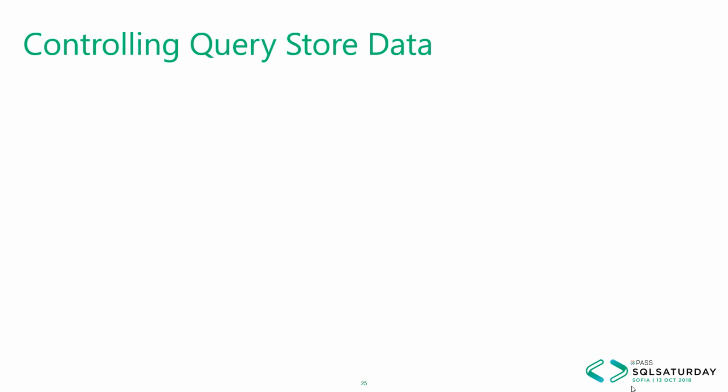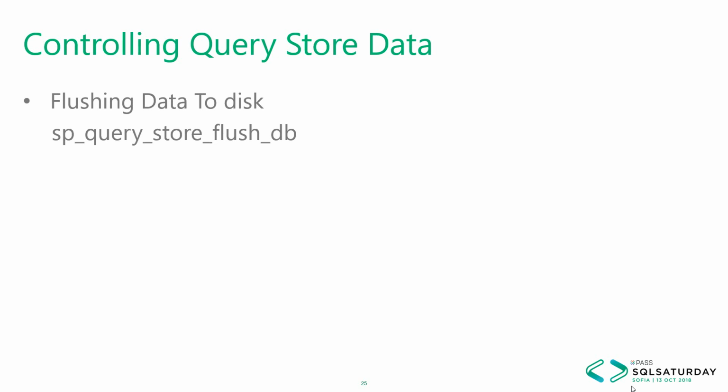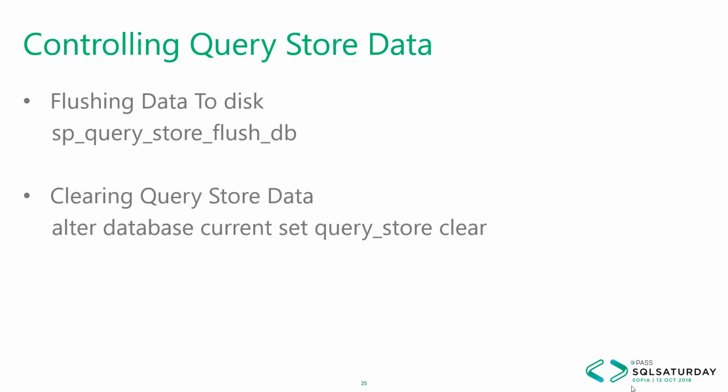And about controlling query store data using SQL, we can flush the data to disk at any moment using sp_query_store_flush_db, and clear the query store information with ALTER DATABASE, the name of the database, or CURRENT, SET QUERY_STORE CLEAR, which is a new feature in SQL Server 2017, to clear the query store data.